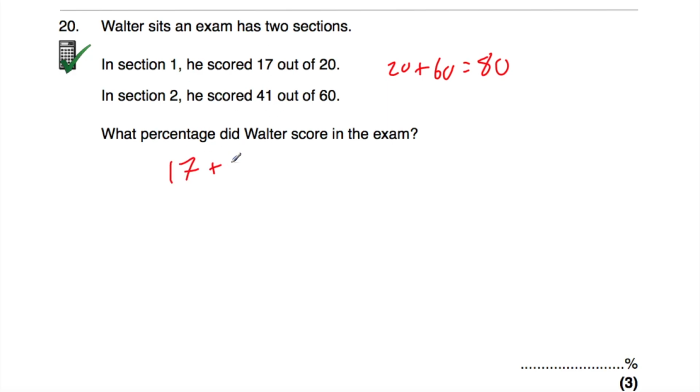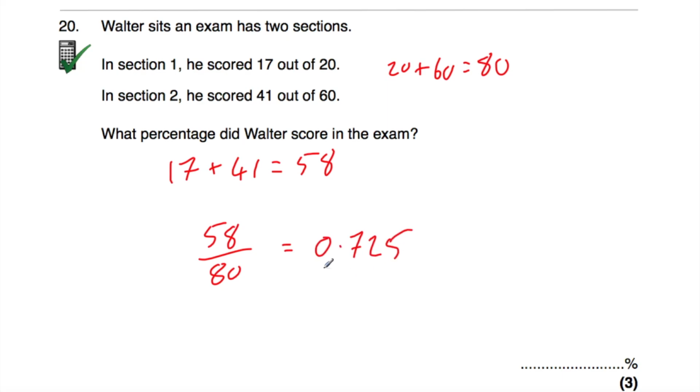Now let's see how many marks he scored. He scored 17 in section 1 and 41 in section 2, and if we add them together, that's equal to 58. So that means that Walter scored 58 out of 80. That's the fraction of marks that he scored. Now we want that as a percentage. That's a calculator question, so that's quite nice. We can just do 58 divided by 80, and that's equal to 0.725. And then that's a decimal. We want that as a percentage, so let's times by 100, so that'll be 72.5, and then we'll put percent. So the answer is 72.5%.